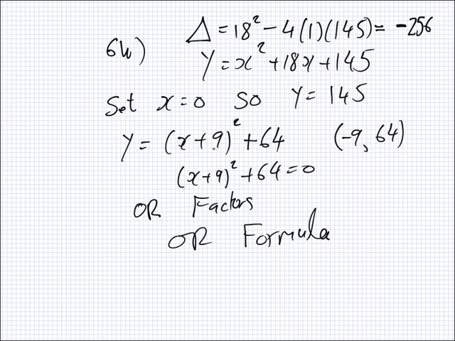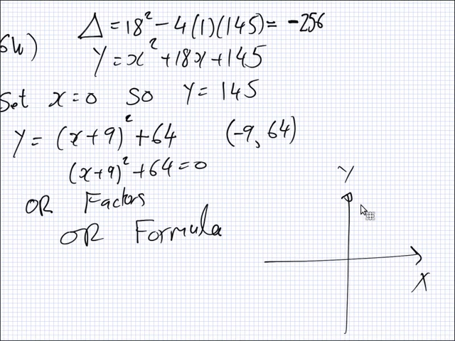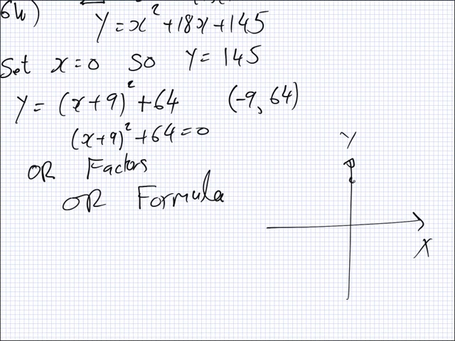So I only have 2 points: the y-intercept and the vertex. Let's draw them in. Where did I say the y-intercept was? 145, wasn't it? Yeah. And then the vertex is at minus 9 and 64. And there's the quadratic. The vertex is the bottom. Sorry, it doesn't quite look like it. So the y-intercept we find when x is 0.